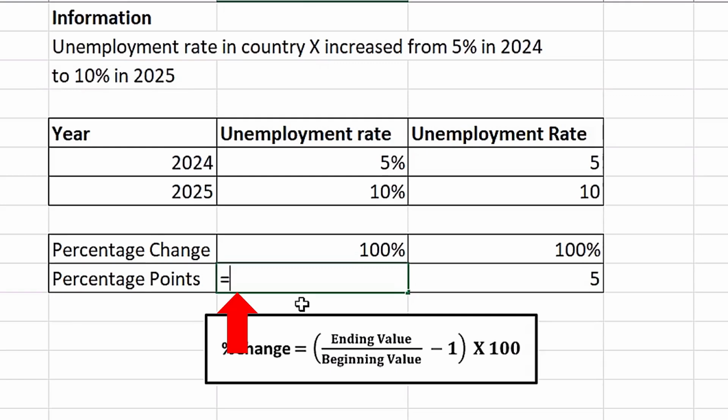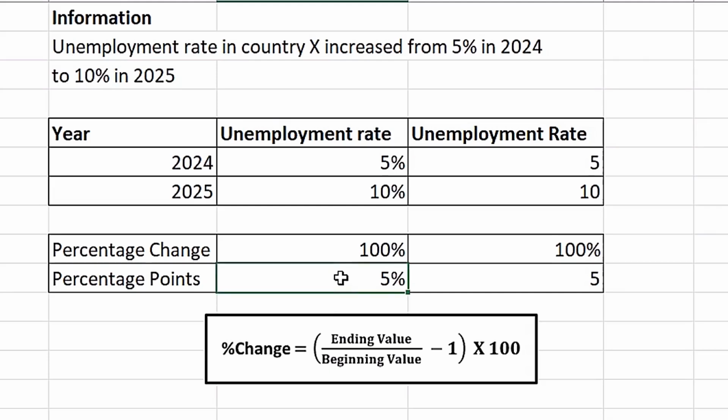So I'm going to do equals to the rate from the current period is this one here, minus the rate from the previous period, which is this one here. And when I hit enter, you can see it's telling us 5%. I told you we are most likely going to get this one formatted as a percentage also. But percentage points are always not presented as percentage like this one. So that means we need to get rid of that percentage sign. So let's do it so that we get to understand it very well.